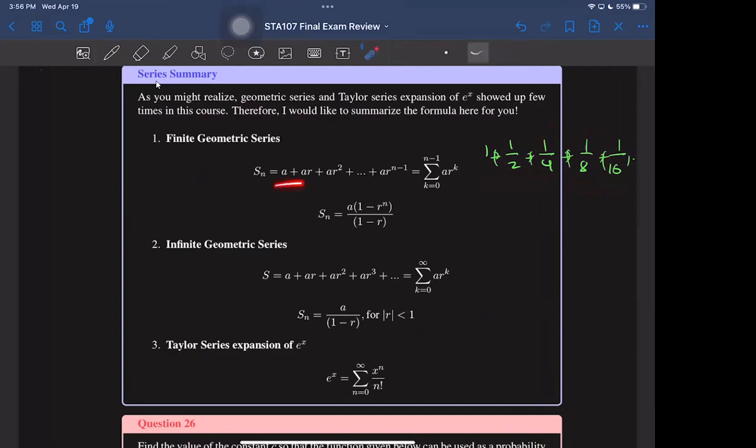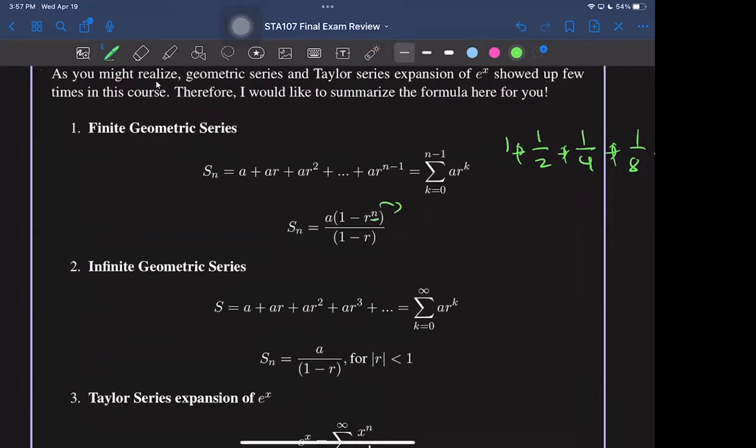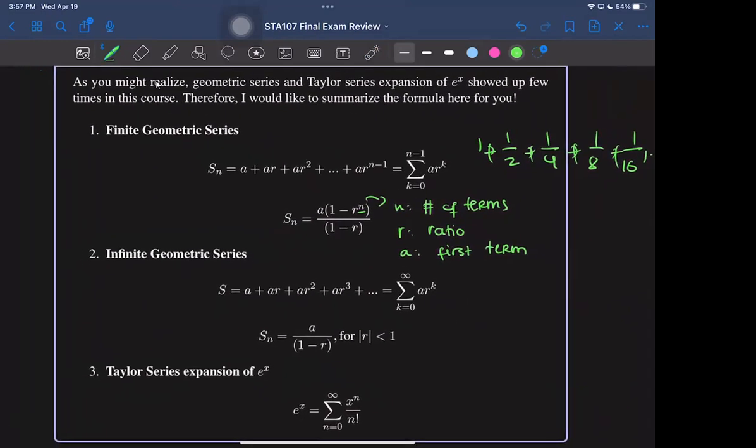And here is a case where you have a finite number of terms. Then this is the summation. It is saying that you take the first term, multiply by 1 minus the ratio to the power of n, where n is the number of terms. R is the ratio between each term, and A is the first term. Okay, so this is the formula for finite geometric series.